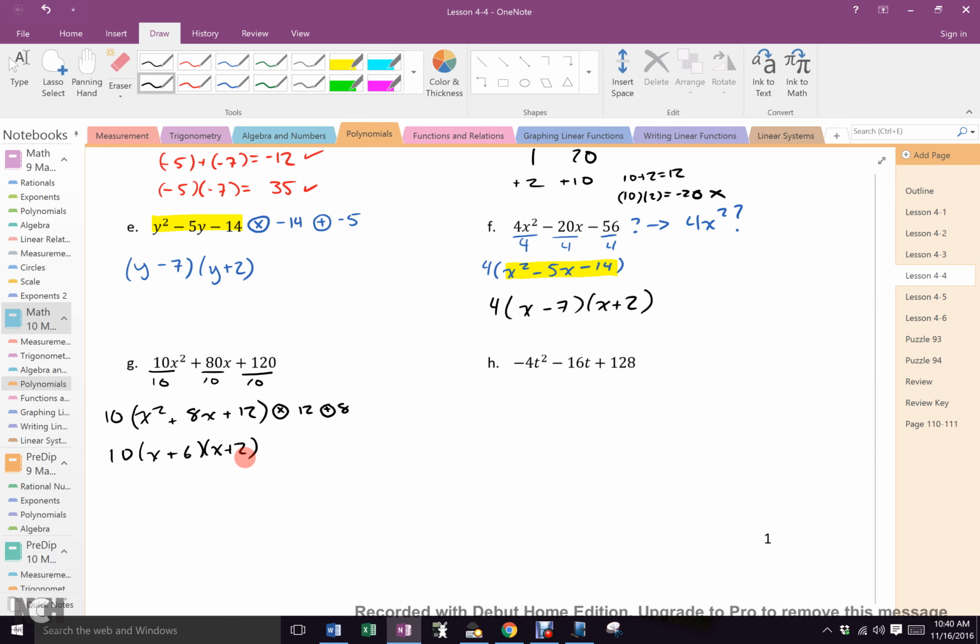Okay, look at H. Tell me what's different. It's a negative 4. So what do I got to get rid of? A negative and a 4. So what am I going to divide by? Negative 4. Does that work with everything? Negative 4 goes out here. I get t squared. What do I get here, though?